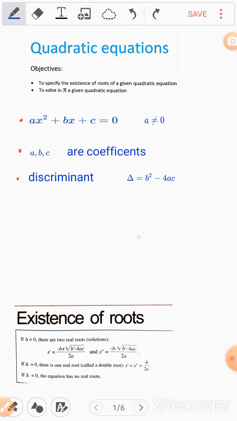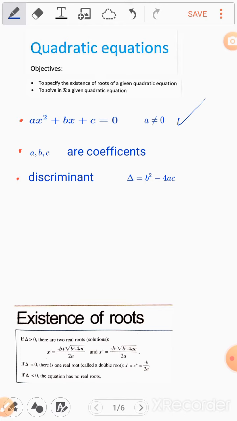الفيديو السابق تحدثنا عن 3 أهداف صغار كانوا هن to identify a quadratic equation. سألنا what is a quadratic equation. عرفنا ال quadratic equation is of the form ax square plus bx plus c equal to 0. This is the definition of a given quadratic equation.